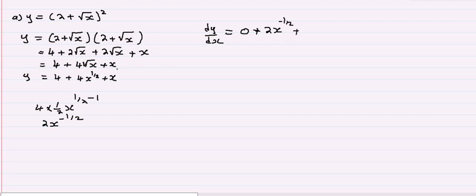plus the derivative of x. Derivative of x, the exponent of x is 1. So this is the same as 1 multiplied by 1, x exponent 1 minus 1. 1 multiplied by 1 is 1. x exponent 1 minus 1 is 0. Any number to exponent of 0 is 1. Then it's 1 multiplied by 1. It means the derivative of x will be 1.